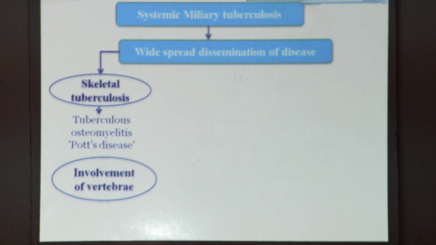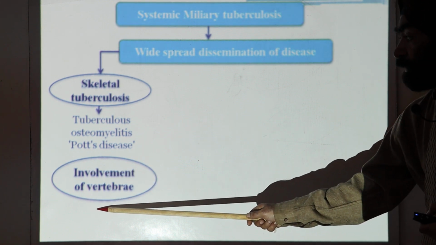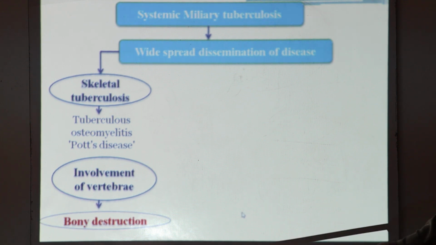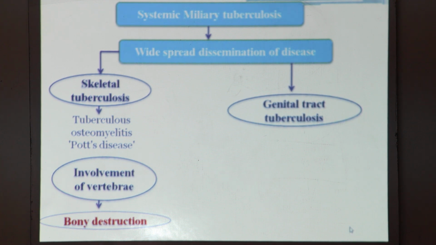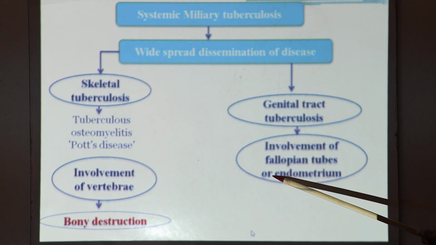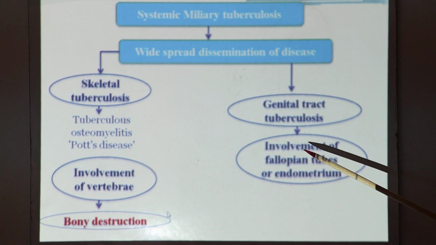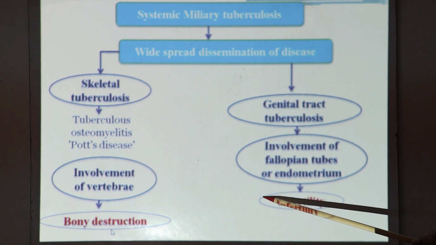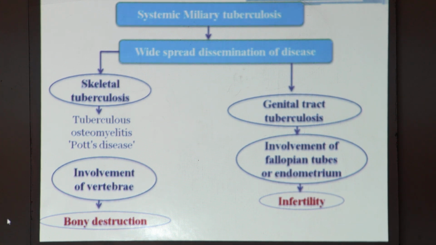And most of the time, it involves the vertebrae, thoracic vertebrae, these kinds of things. And ultimately, it may lead to destruction of the bone. Then, it may involve the genital tract. Like it may involve the fallopian tubes, the endometrium, and if these things happen at a young age, it can lead to infertility.